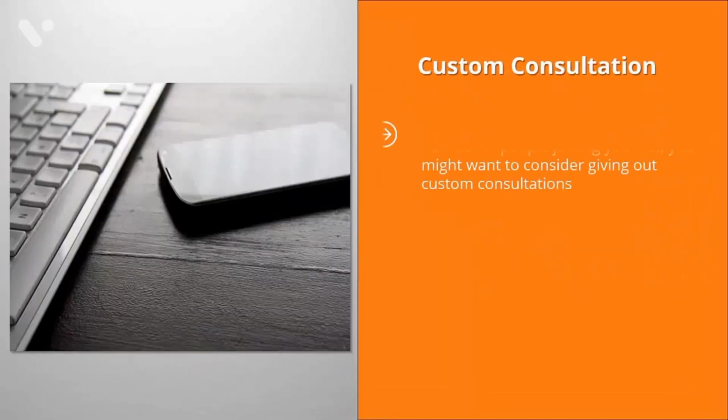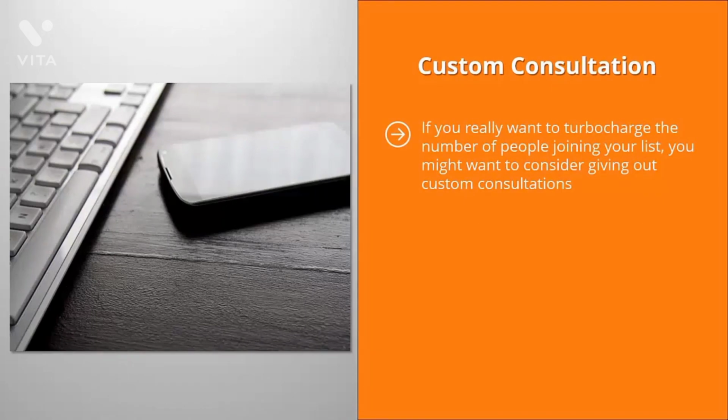Custom consultation. If you really want to turbocharge the number of people joining your list, you might want to consider giving out custom consultations. These involve people contacting you via Skype and you taking them through a problem. You have to tightly define the kind of consultation you have with people. Otherwise, you might sink into a time black hole. Seriously, there are people out there that just love to talk. They would chat your ear off if you let them.